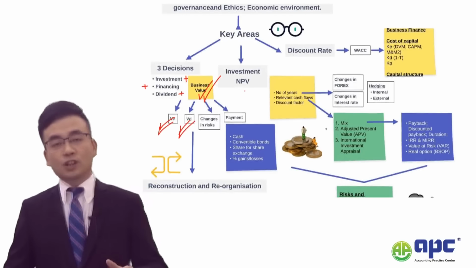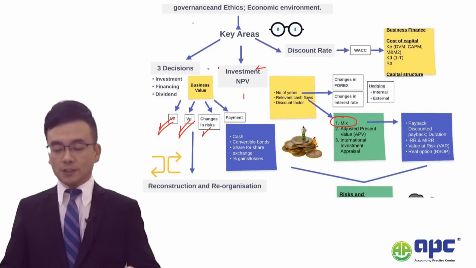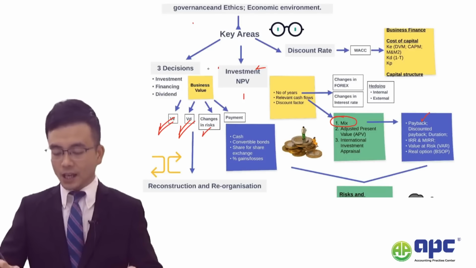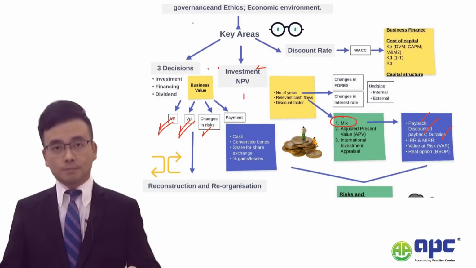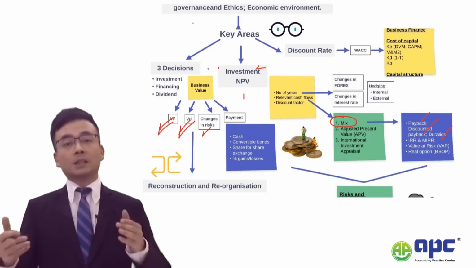And of course, from the basic investments, it can also be the mixture of topics that you may be examined. So for example, the payback, discounted payback, and duration. So for example, how many years that you can pay your initial investment back by taking into account the time value of money effect, which means the discounted payback. Duration is not to pay your initial investment back. It's just to be a risk measure.